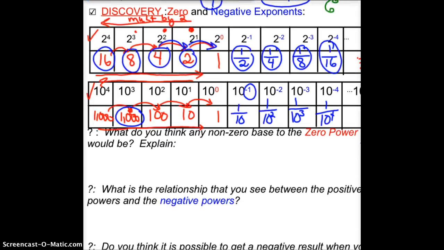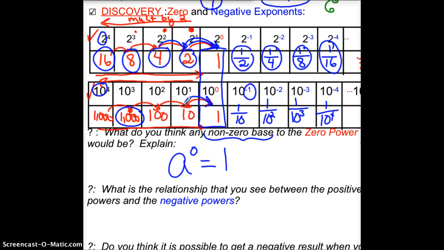So it says, what do you think any non-zero base? What does that mean, non-zero base? Well, remember, this is a base of 10, this is a base of 2. What that means is any non-zero base to the 0 power, what do I think that would be? Well, I happen to use base 2 and base 10, but I could have done anything. I think anything to the 0 power is going to be 1, because we're always going to be dividing the base by itself. So we'll get a 1.